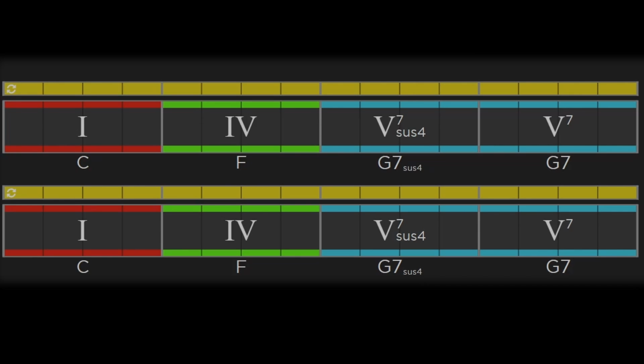Because they only have a note difference, a common chord change is to move from 5 7 sus 4 to 5 dominant 7th. Here's how that sounds in the previous progression.